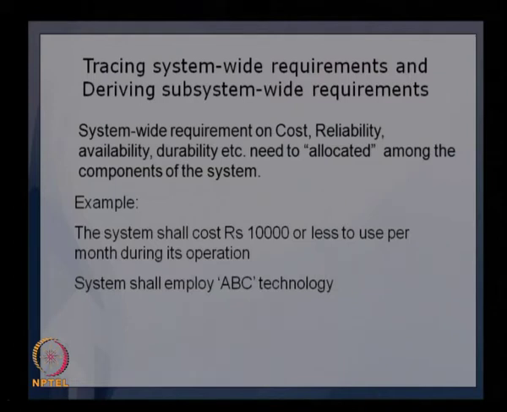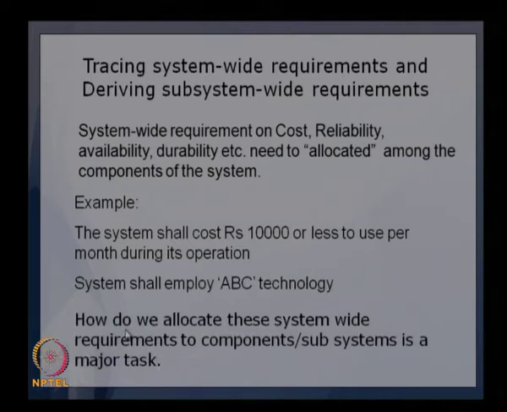Similarly, the system shall use a particular technology. So, this actually we need to see if there is a particular technology, then how do we actually identify the components which actually require the same technology to be used, or a technology which is compatible to the suggested technology. So, that way we need to allocate these system wide requirements. There are different ways of doing this.